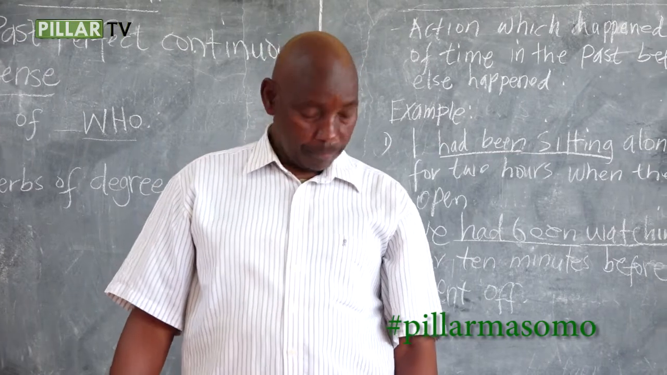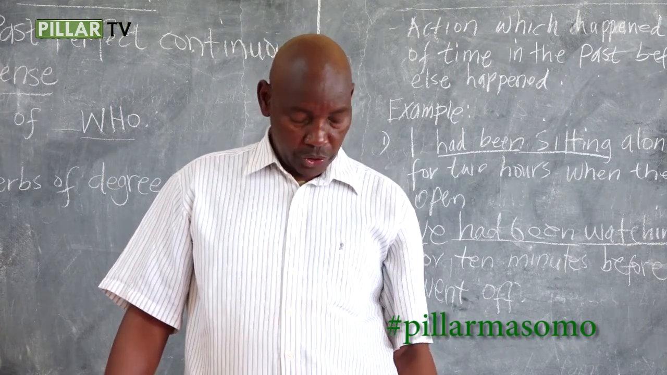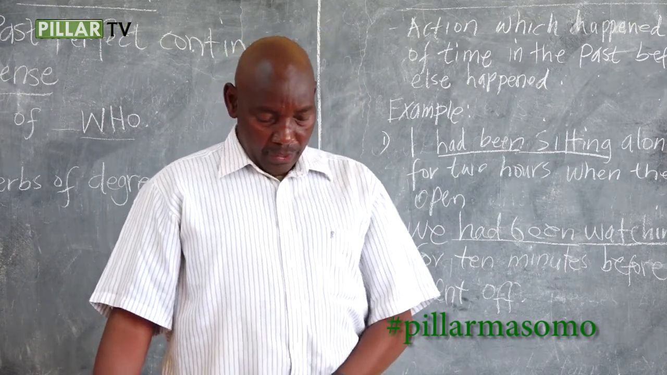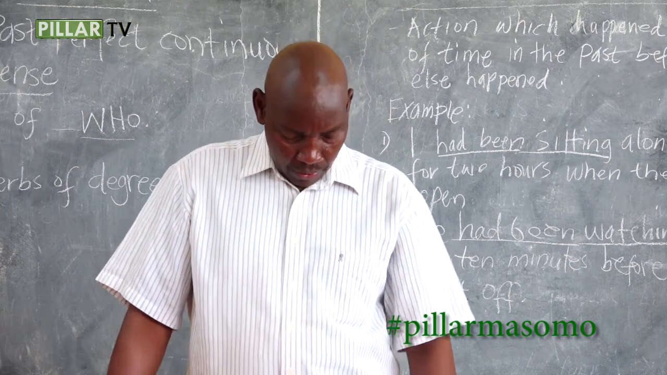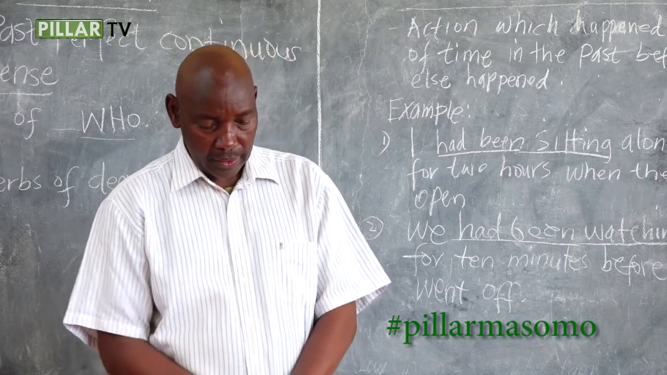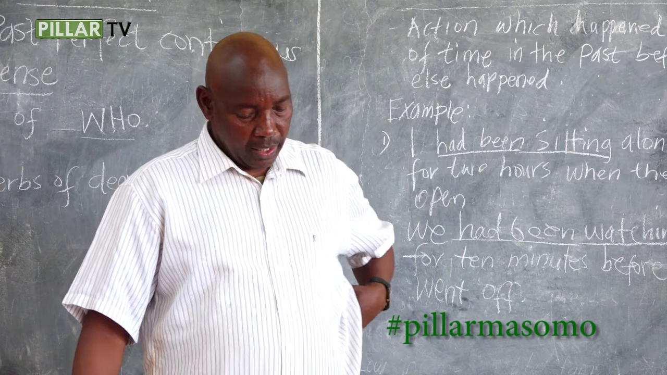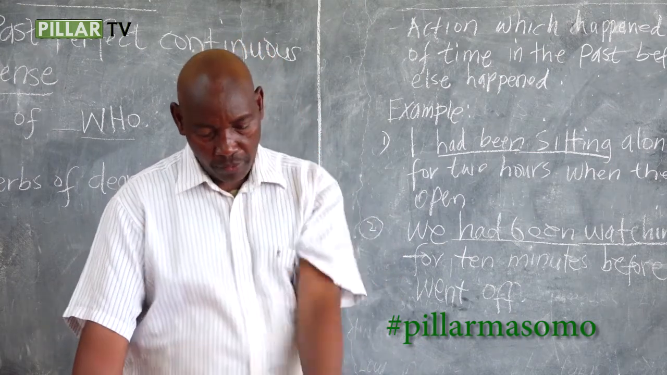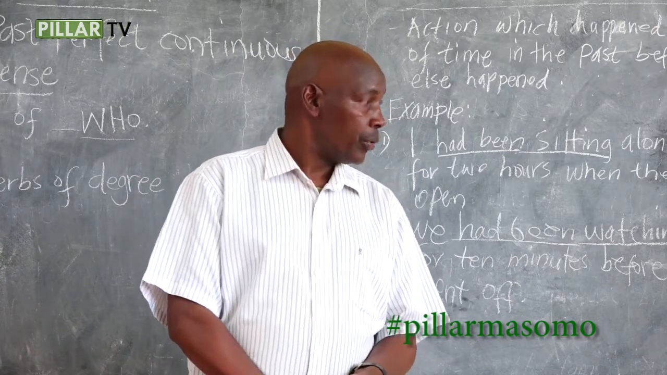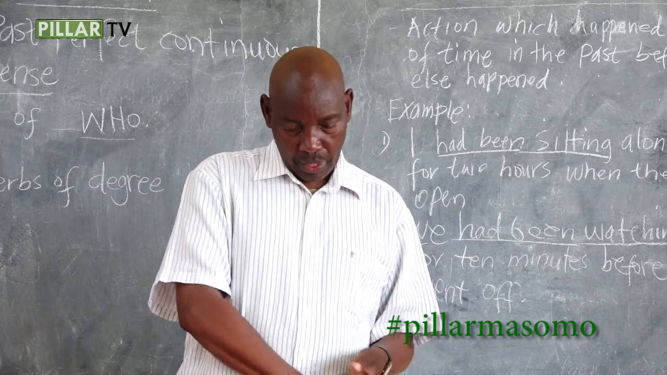Coffee dash shout for 10 minutes when the neighbors came out. So this one is going to be, coffee had been shouting for 10 minutes when the neighbors came out. Another sentence. The house dash burned for long before the fire brigade arrived. So in this case, burn is going to be used the same way we have done those other ones: the house had been burning for long before the fire brigade arrived.